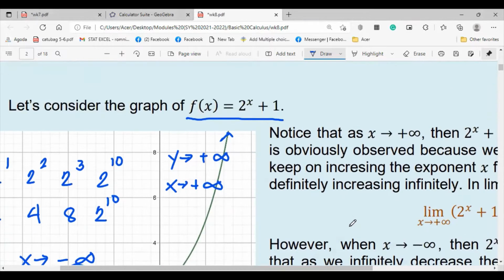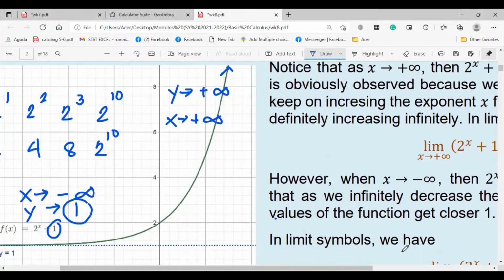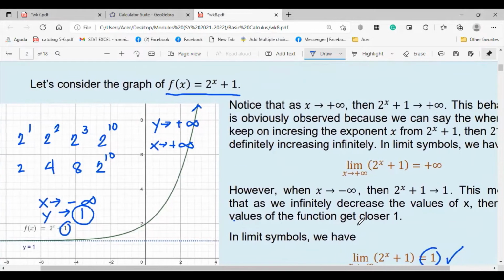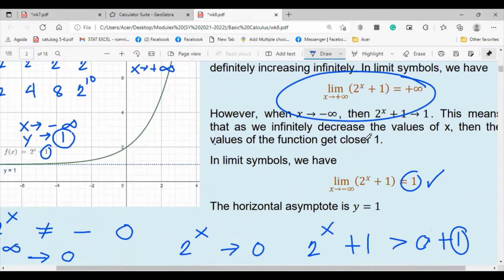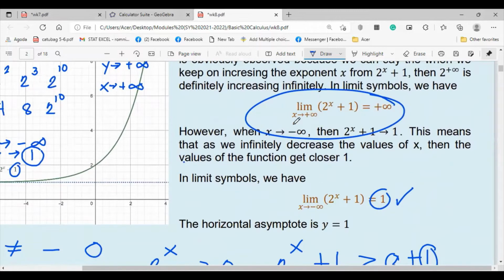Kasi kung titignan natin yung graph, ano bang ginagawa ng graph? Kung tuloy-tuloy mo in-increase ang values ng x kay 2^x + 1, ang y ay tuloy-tuloy lang din na pag-increase. Yun ang sinasabi nito. Samantala, when you decrease the values of x infinitely, ang 2^x + 1 will approach 1. You know the reason? Because 2 raised to x keeps on approaching 0. So 0 plus 1 is 1.